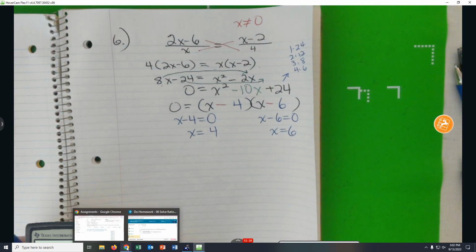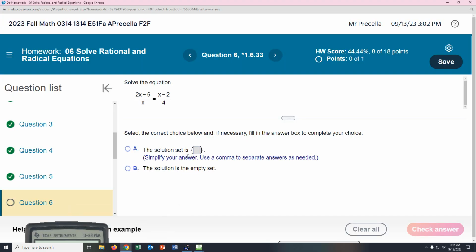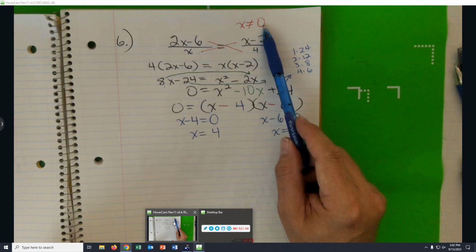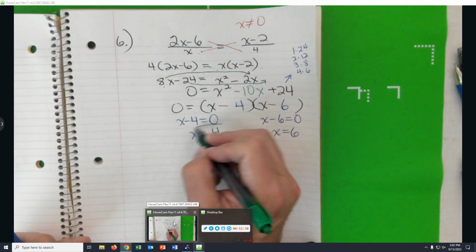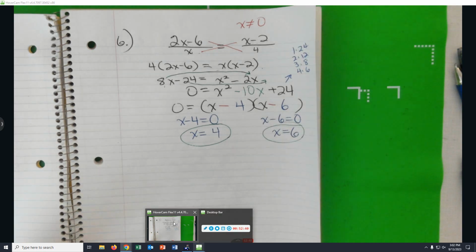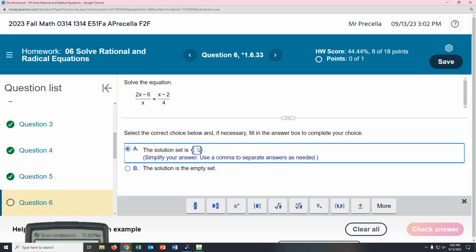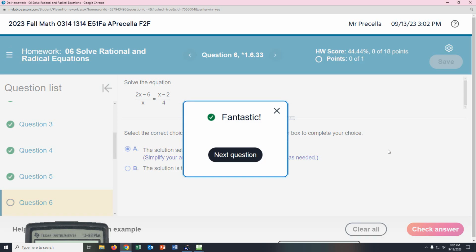Okay, 4 and 6. Oh, and by the way, remember the only number we said that wouldn't be acceptable is 0. We didn't get 0, so these numbers are fine. There and there. 4, comma, 6.